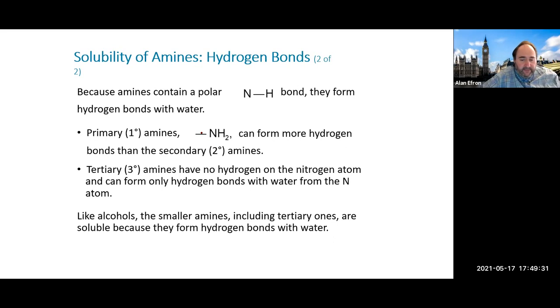So again, this is what we just talked about, having that ability with those hydrogens in our primary and secondary, but our tertiary lacking those guys. So like alcohols, the smaller amines, including the tertiary ones, are soluble because they form hydrogen bonds with water. But like most organic things, if you get above that 5 to 6 carbon chain, as we talked about a number of times, you're adding a lot of non-polar to that molecule, also making it much bigger, which decreases its ability to hydrogen bond with water and would decrease the solubility of it in water.